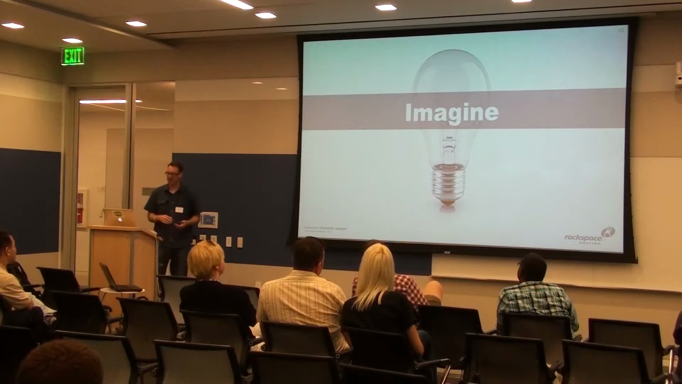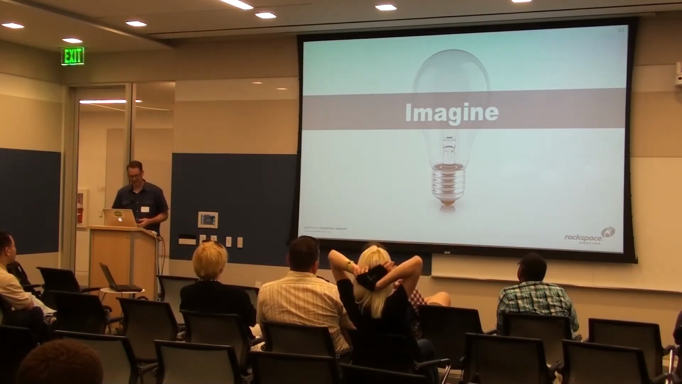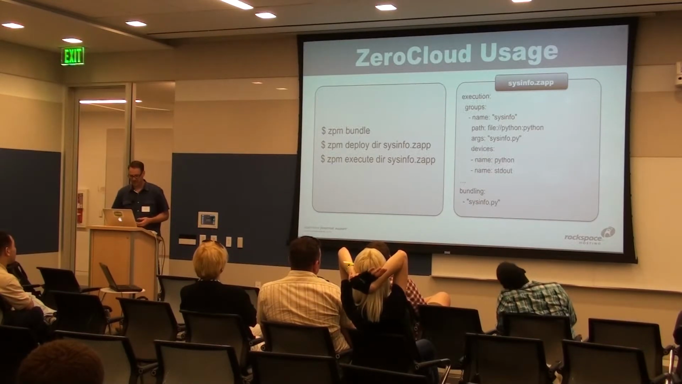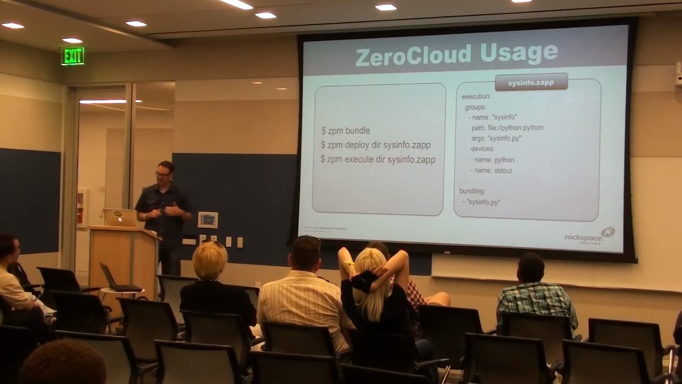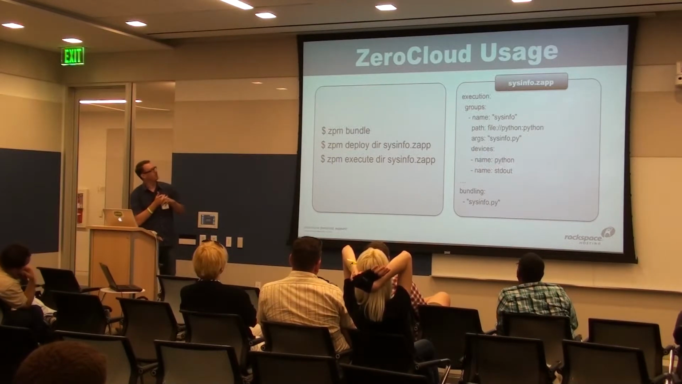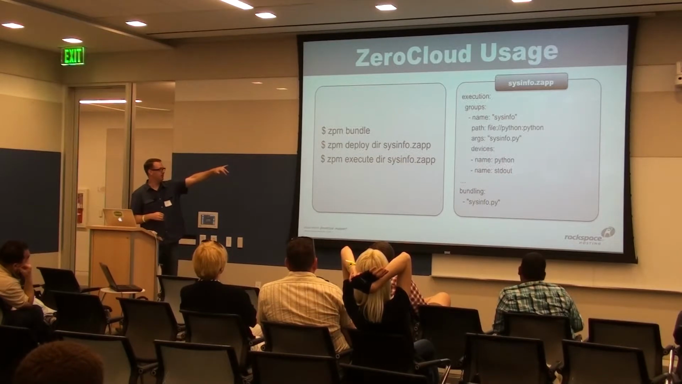So now you can think of the other 21 killer apps of what you can do with this. And to do all of those things, I'll talk a little bit about usage and then I'll talk about how you actually do it. This is how the thing works. There's a little tool called ZPM, it's a command line utility. You write your code, you bundle it using ZPM bundle, and then you do a ZPM deploy.